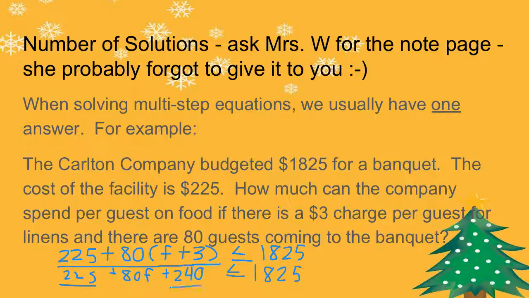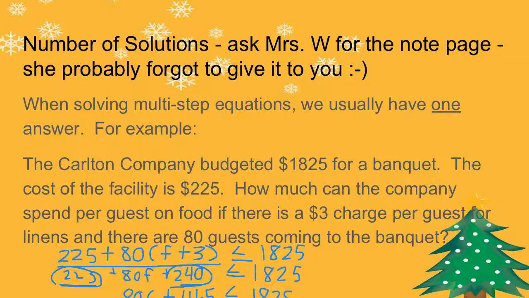We can combine these two. So 225 plus 240 gives us 465. So we have the 80 per person for food, and this is the rental and the linens together, $1825. So all I did was I combined this number and this number.